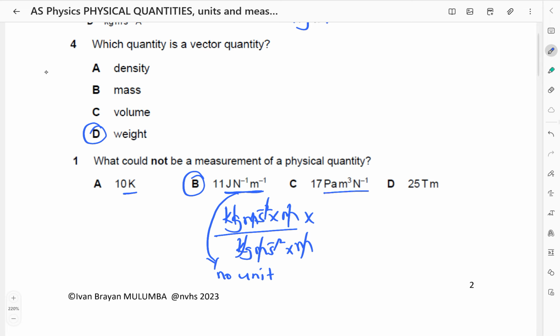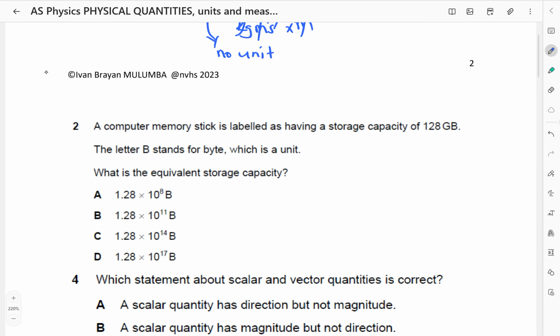You can check the rest and see if the units cancel out. So joule per newton per meter is equivalent to no unit, which means this is not a physical quantity. A computer memory stick is labeled as having a storage capacity of 128 gigabytes. The letter B stands for byte, which is a unit. What is the equivalent storage capacity? So 128 giga is times 10 power 9 in bytes. When I move 2 steps, it becomes 1.28 times 10 power 11 bytes. So the answer here is automatically B.